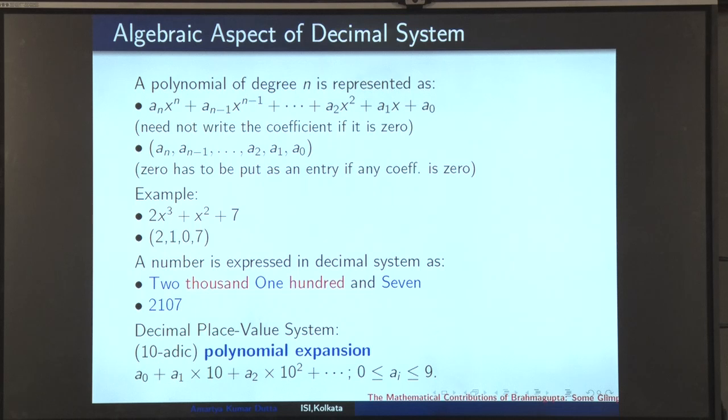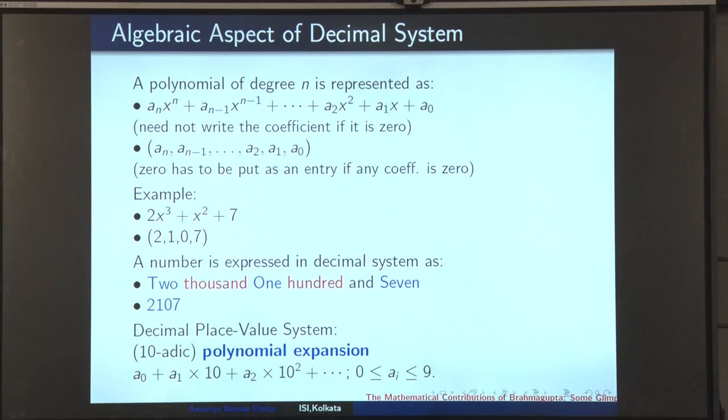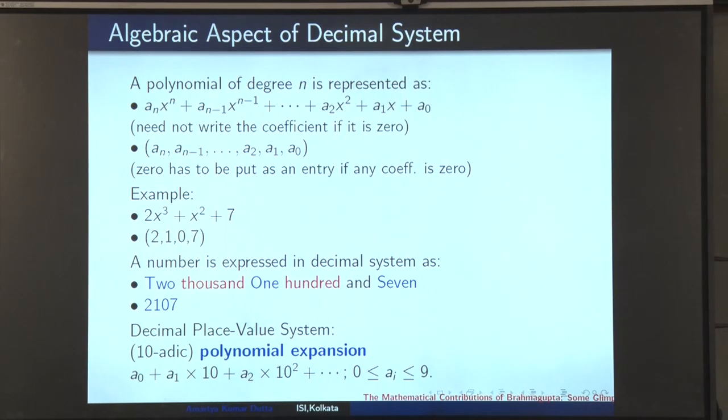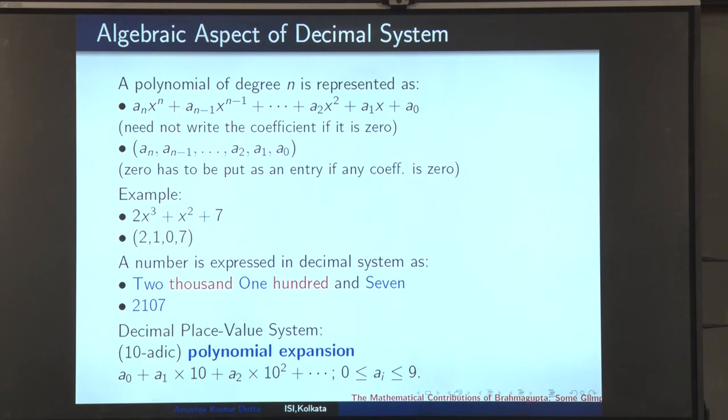A number is expressed in the decimal system as 2107. That is analogous to the first form, and the other representation, 2, 1, 0, 7, is analogous to the second one. So, the decimal place value system is, you can say, a form of 10-adic polynomial expansion. Now, this is not something where, once polynomials had been invented, you link them to the decimal system. The decimal system is something which inspired the invention of polynomials.